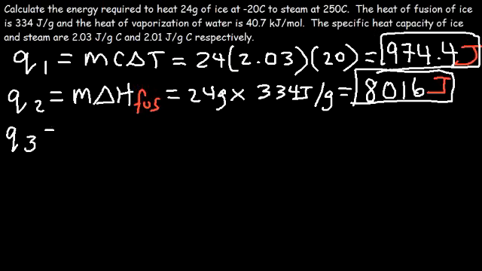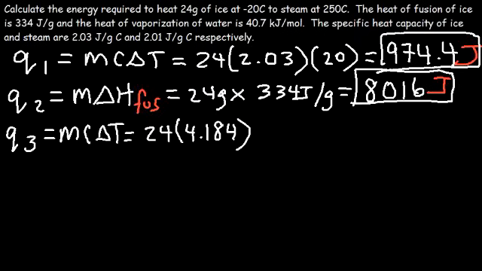Q3 is a temperature change problem, so we need to use MCΔT. M is still 24. The specific heat capacity of water is 4.184. And the change in temperature, we're going from 0 to 100. So the change in temperature is 100 Celsius. So if we multiply these values, this is going to be 10,041.6 joules.